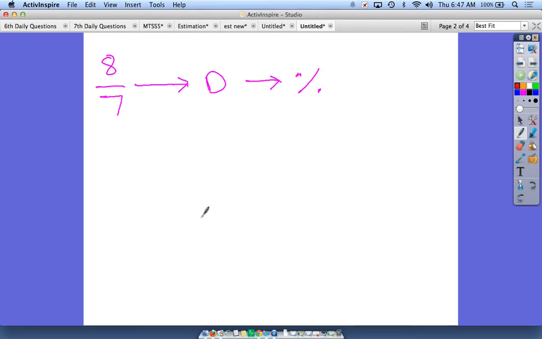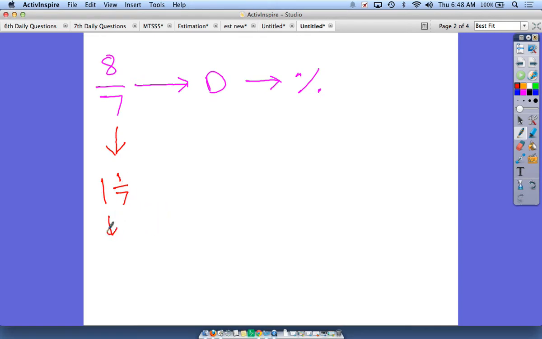Next, 8/7 as a decimal and as a percent. And again, there's multiple ways to probably do this one. 7 doesn't go into 100 very nicely, so that option's probably out. So I would suggest just dividing this. And this would be 7 goes into 8 once with 1 left over. So it should be 1 1/7.